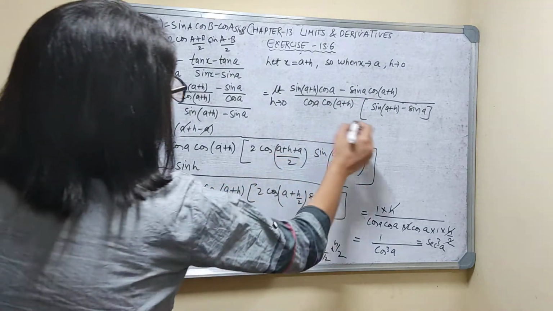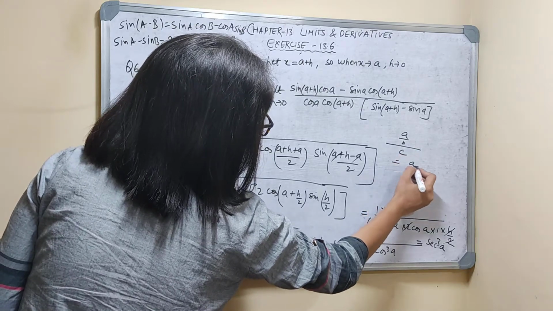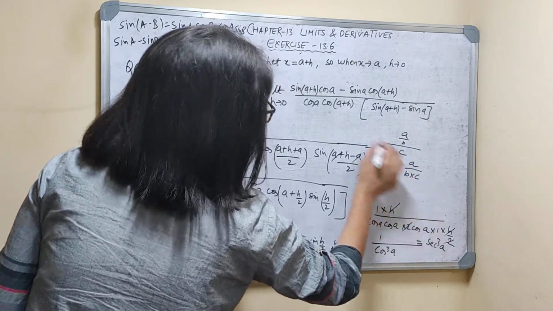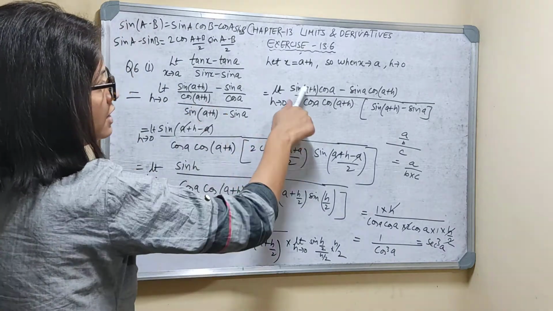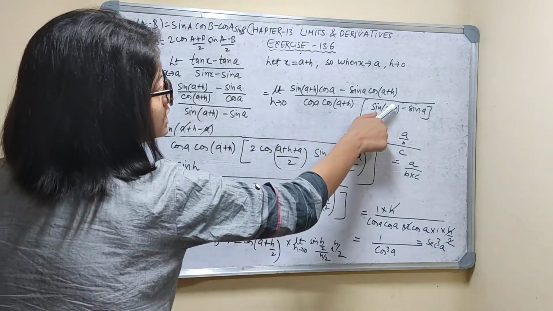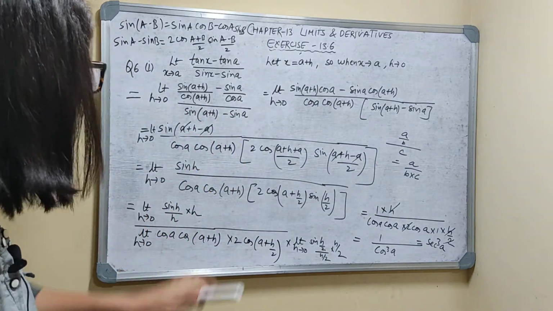Now I know if it is a upon b upon c, I can write a upon b into c. So this I am writing as sin of a plus h minus sin a, upon cos of a plus h into cos a, into the denominator. Is it clear till here?